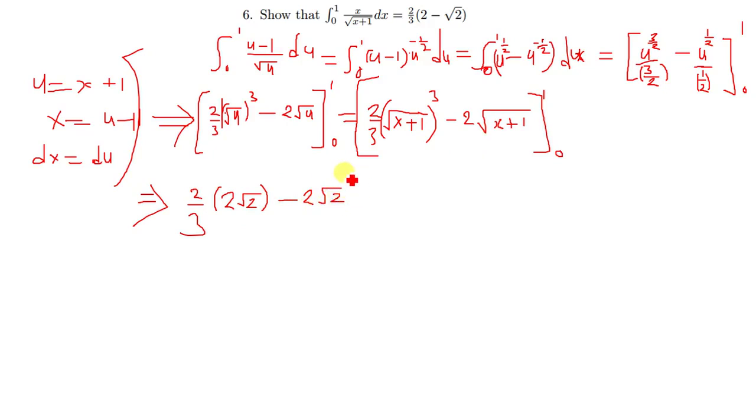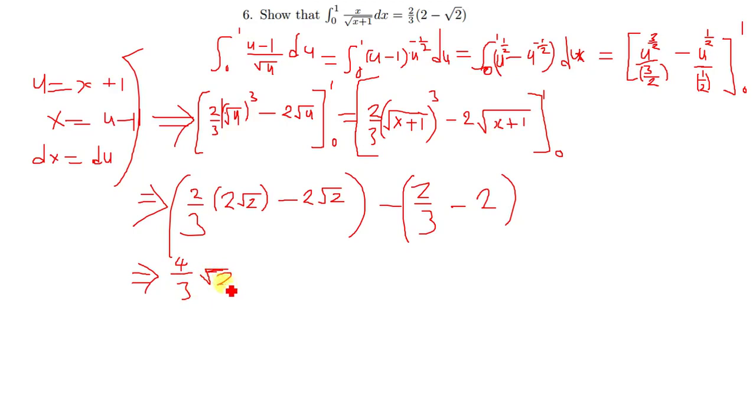After putting 1 where there's x, we now put 0 where there's x. So when we put 0, we're going to have 2 over 3 there, then minus 2, because when you put 0 there, you're going to have 0 plus 1, which is 1. The root of 1 is 1. 1 times 2, you still get 2. So we just have to simplify this, then we are done with the question. So this is going to be 4 over 3 root 2 minus 2 root 2.